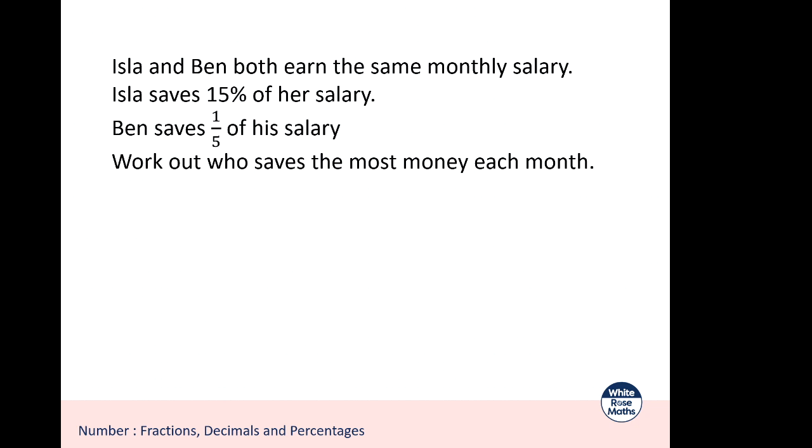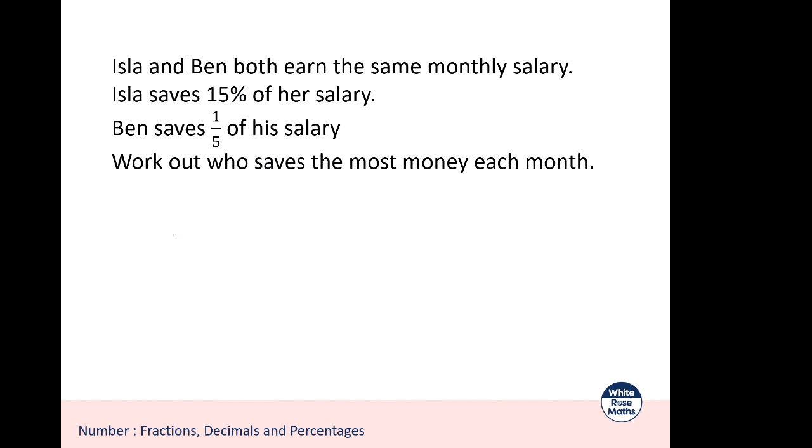Isla and Ben both earn the same amount of money, the same monthly salary. Isla saves 15% of her salary. Ben saves 1/5 of his salary. Work out who saves the most each month. There are two ways to work this out.